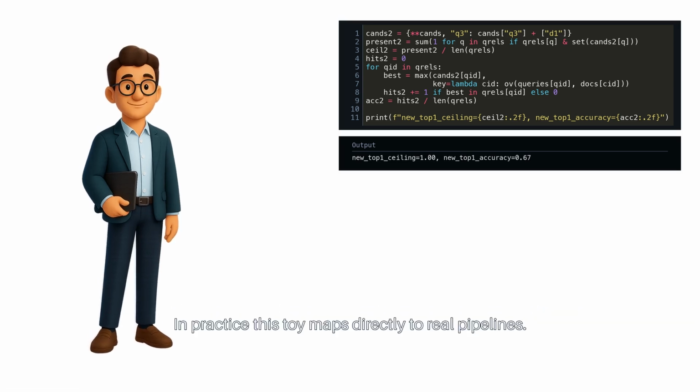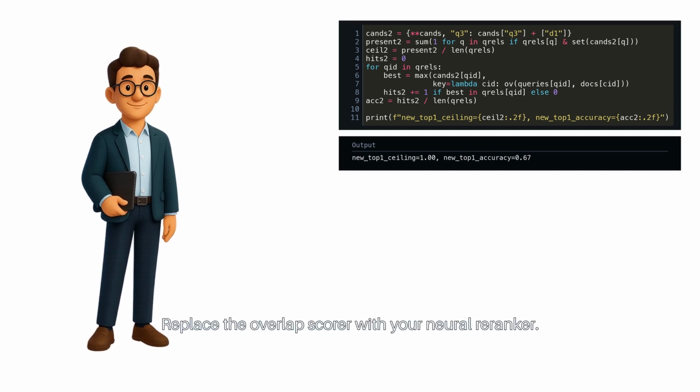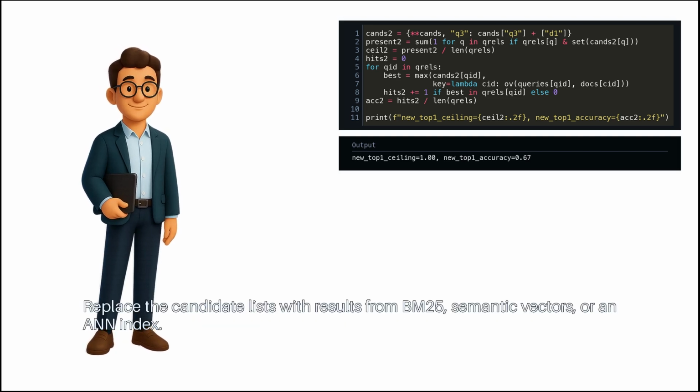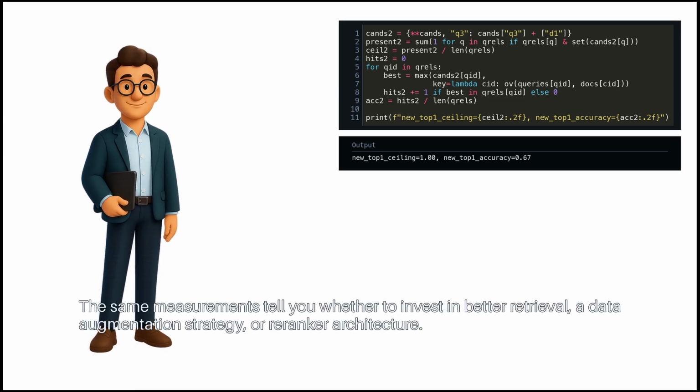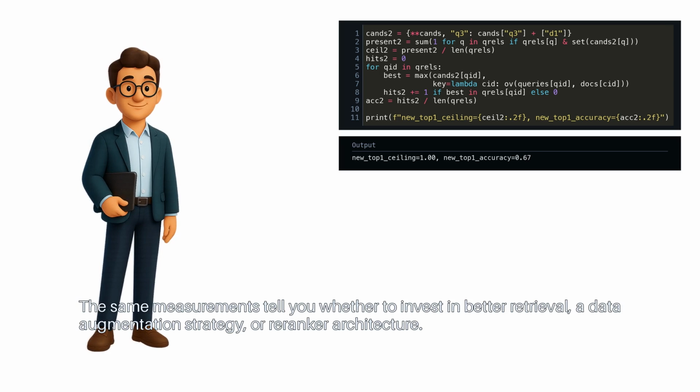In practice, this toy maps directly to real pipelines. Replace the overlap scorer with your neural re-ranker. Replace the candidate lists with results from BM25, semantic vectors, or an ANN index. The same measurements tell you whether to invest in better retrieval, a data augmentation strategy, or re-ranker architecture.